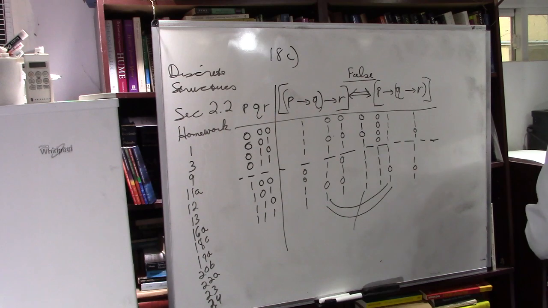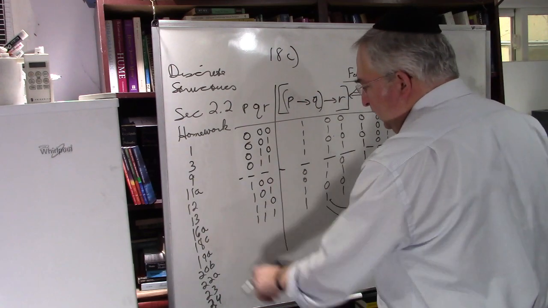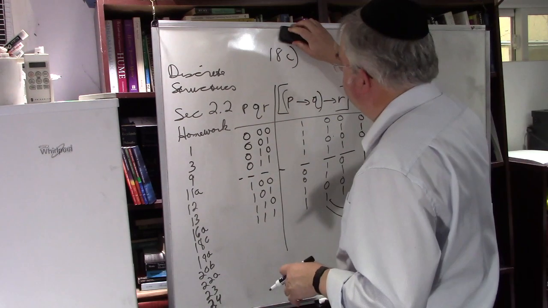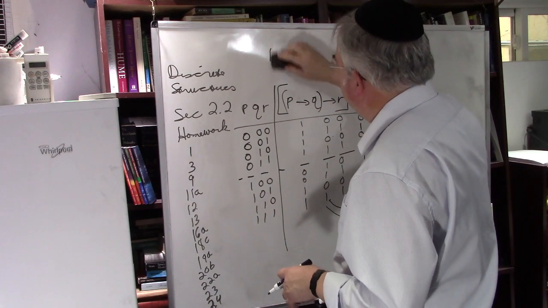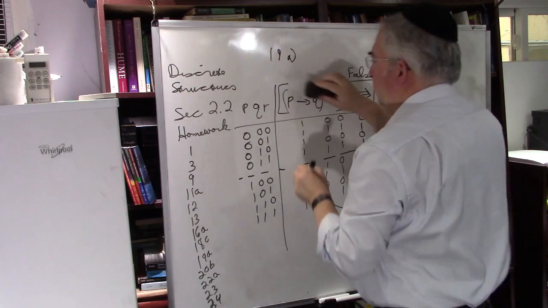Next. Verify the following logical equivalence using truth tables. Okay. So it says 12a. Okay, so now we're up to 19a. Okay, so this was nice. Now we can do a little of this. 19a.